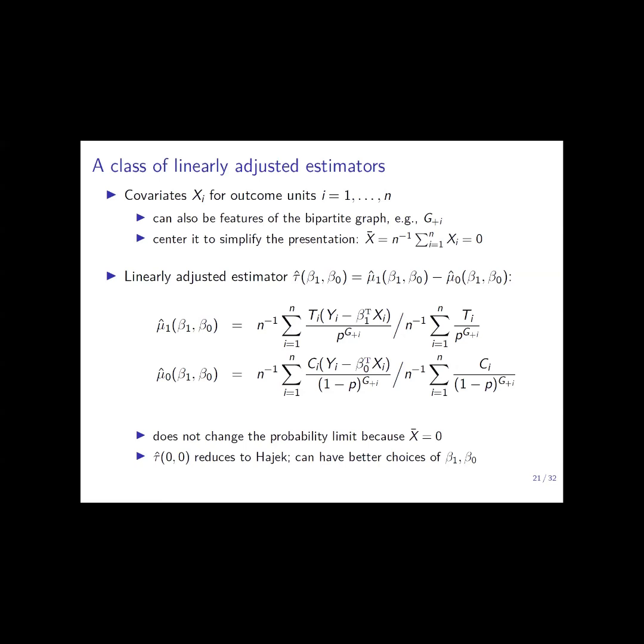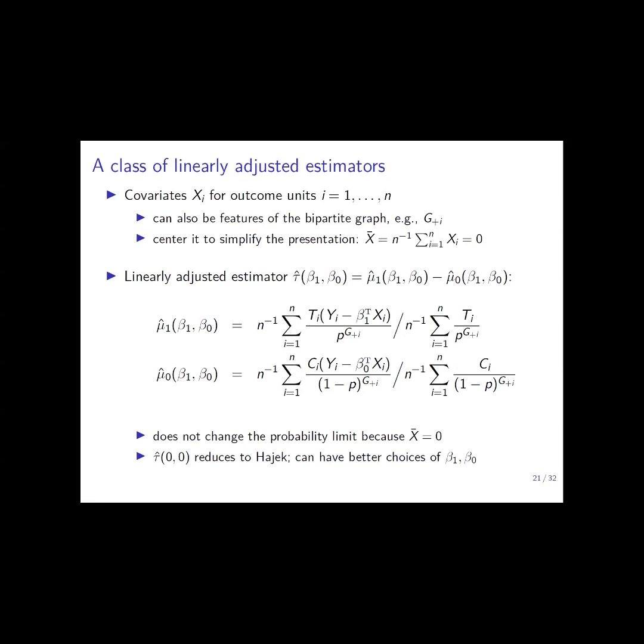If you observe covariates x_i for units i from 1 to n, this x can actually be very general. For example, g_i can be a part of x_i. It's a feature of the graph, but you can also view it as a feature of unit i. Okay, x_i can be general. To simplify the presentation, we assume x is centered with mean 0. It's minor, but it makes the discussion simpler.